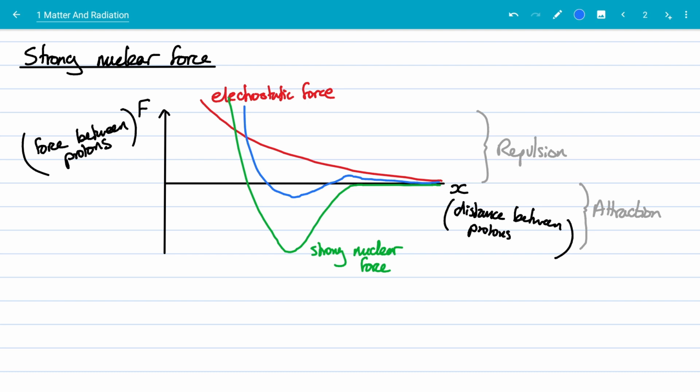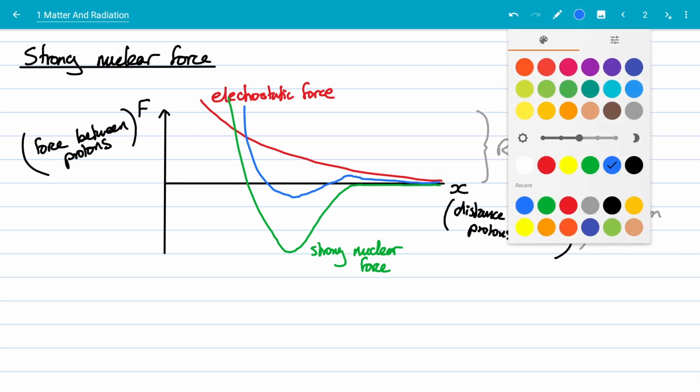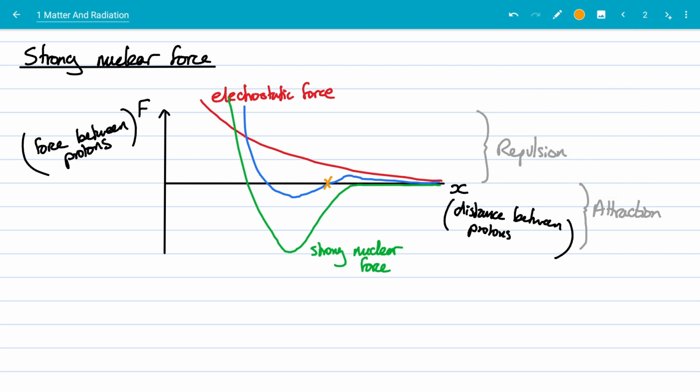There's a very interesting thing that's going on. And there are 2 points where it crosses the x-axis, where the resultant force is 0. This one is an unstable equilibrium. We'll have to talk about equilibria later in the course. But basically, if the protons are that far apart, nudge them slightly further apart and the force becomes repulsive and they blast apart. Nudge them slightly closer together and the force becomes attractive and they come together. So that's an equilibrium, but it's unstable.